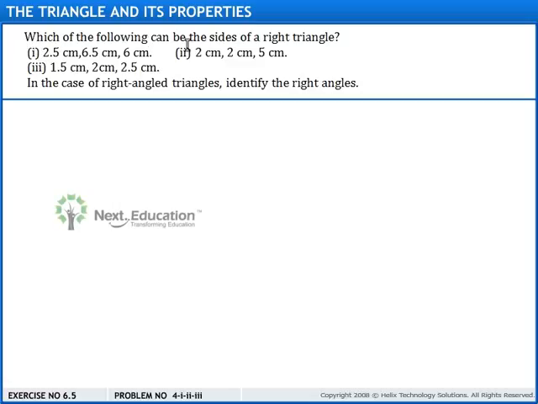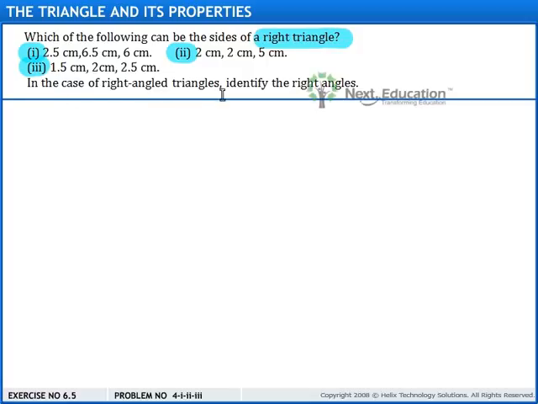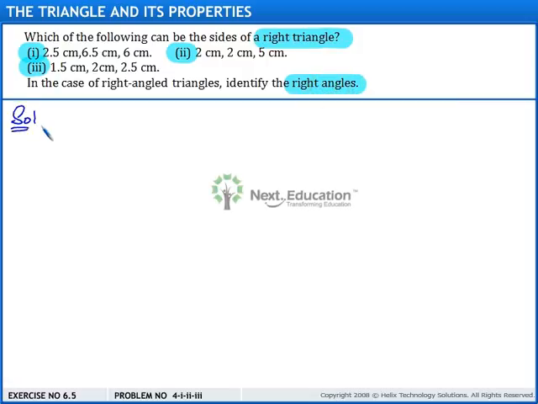Which of the following can be the sides of a right angle triangle? We are given three problems here. In the case of right angle triangles, you need to identify the right angles. Let us begin with the solution. We shall start with first part of the problem.